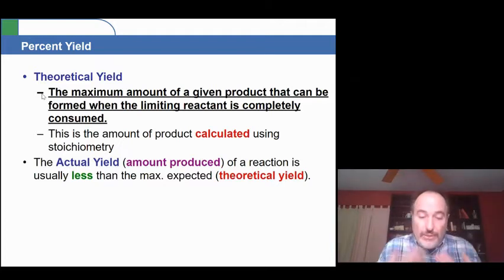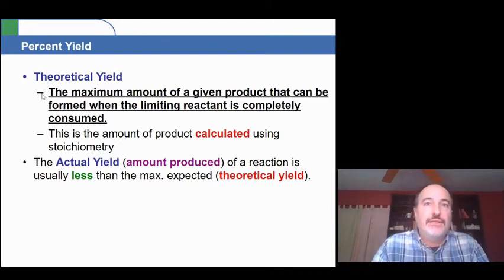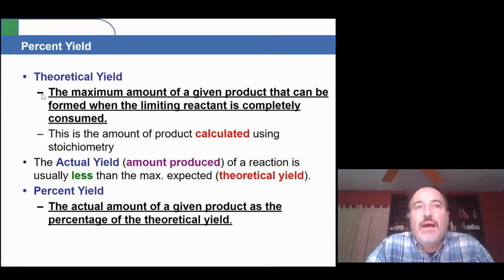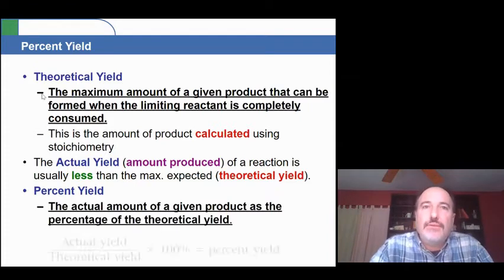Now, in the real world, if you were then to go and do the reaction, you would get a certain amount of product. That product is known as the actual yield. That is what is actually produced, and as I say, it's usually less than the maximum expected. And then when you compare those two, how much actually did I get compared to what I theoretically should have gotten, we call that the percent yield, which is the actual amount of a given product as a percentage of the theoretical yield.